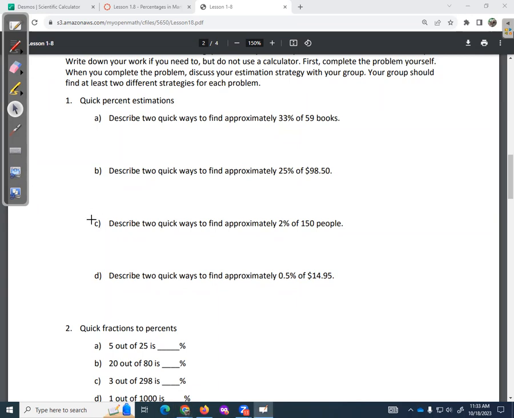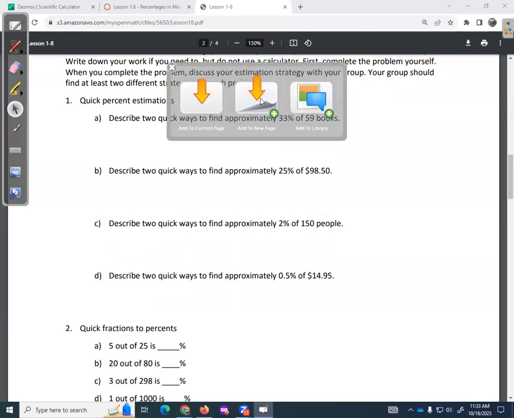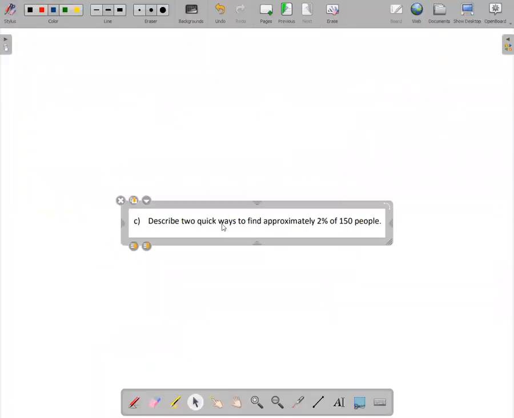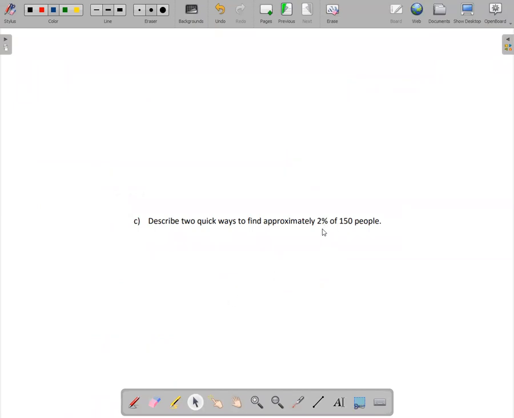Now again, I should be writing this down, so I'm going to write something down here. For this one, 2%, well, 1% is easier. 1% is 1 out of 100. Of 150 would be 1.5, and then I want 2 of those, which would be 3. So sometimes my estimates involve a couple of stages. I can't necessarily do it in one shot. So that's one way I might do it.